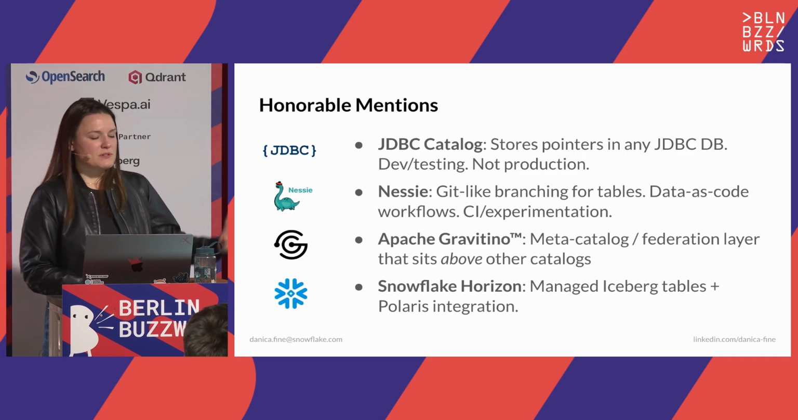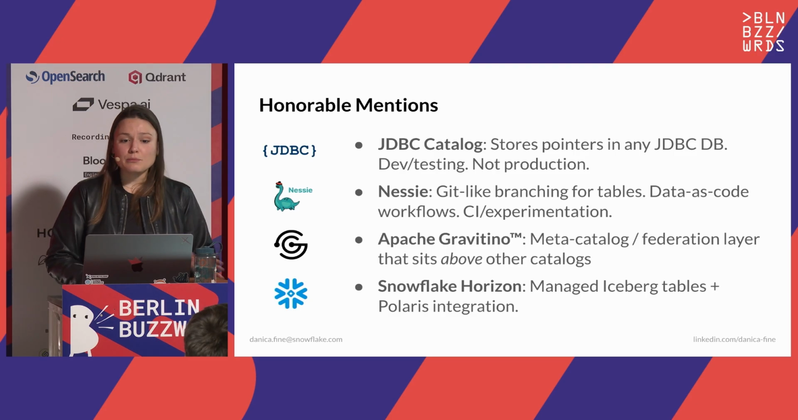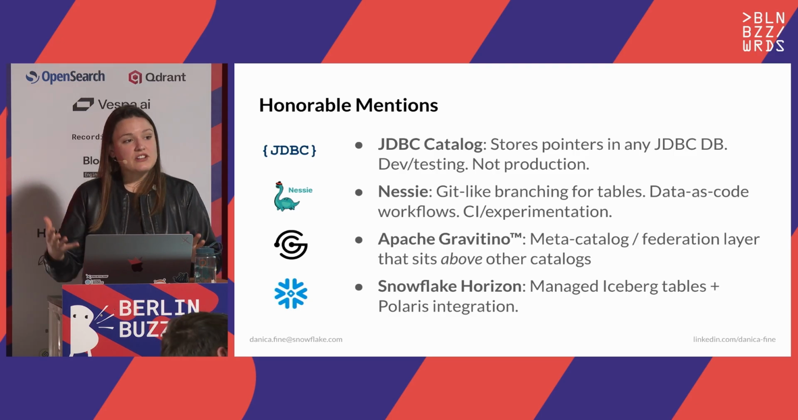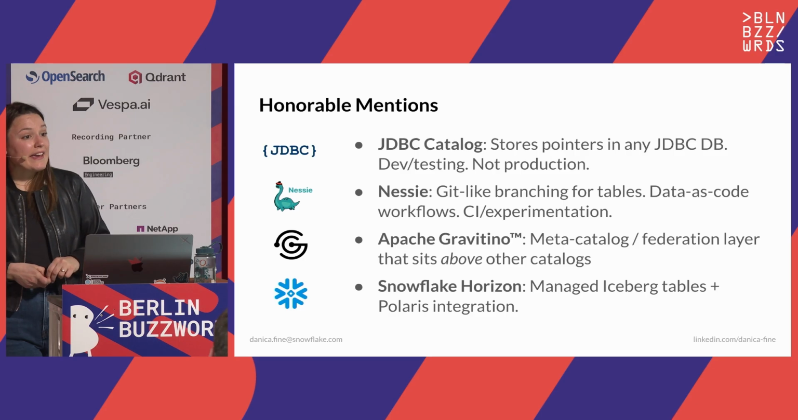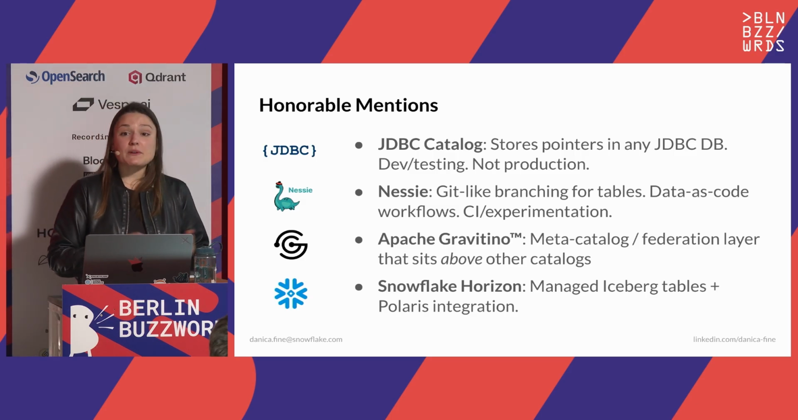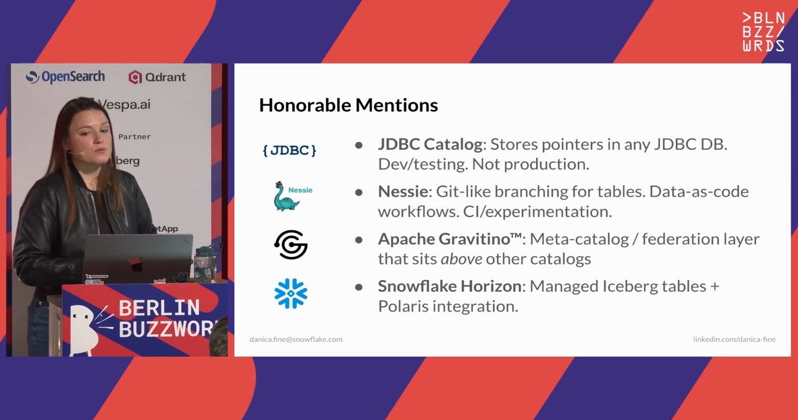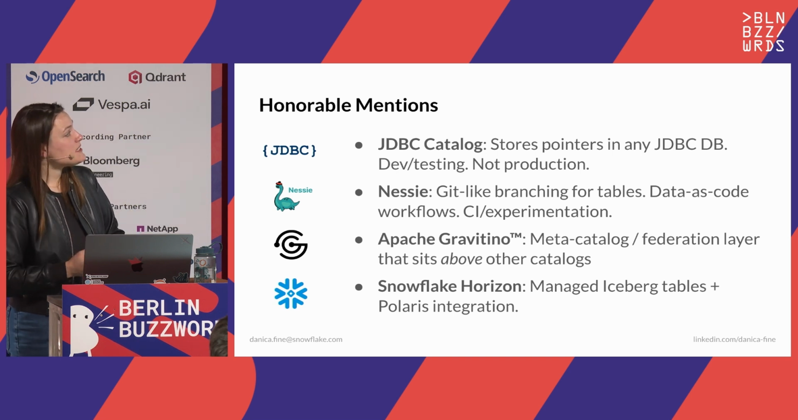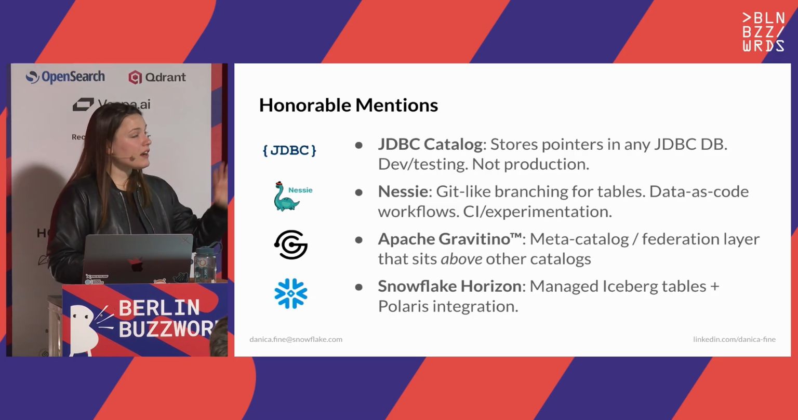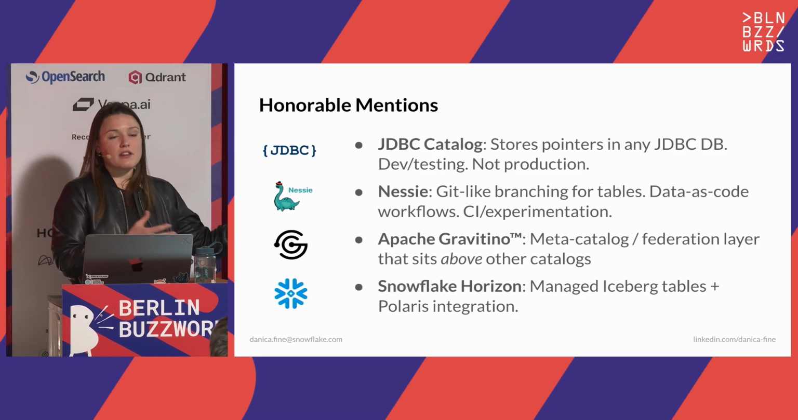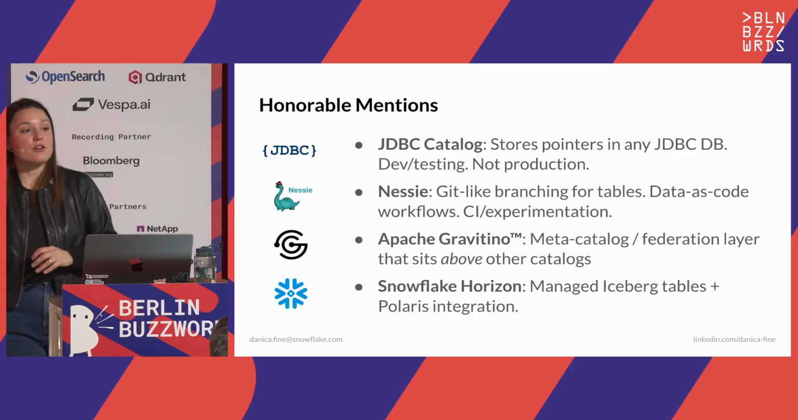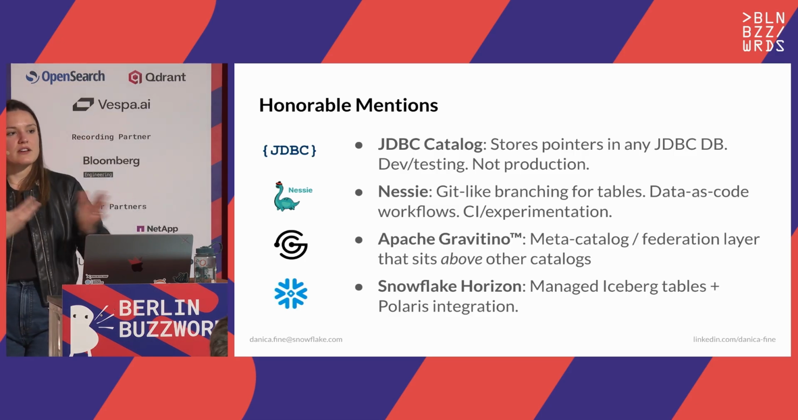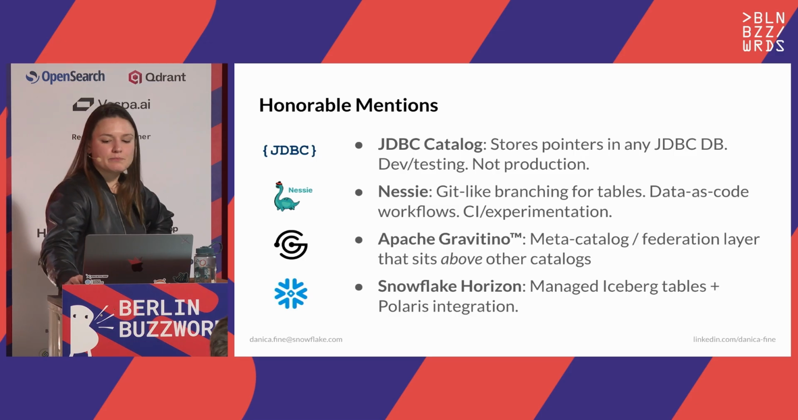Nessie, many of you may have heard of this. This was the open source catalog that was driven by Dremio. It's a pretty niche one. It gives you Git-like branching and tagging for your data lake, where you can create a branch, experiment on that with data transformations, and merge it back if it works. It's really good for CI pipelines and data engineering workflows where you want that isolation without copying data. Again, very niche, and a lot of the folks from Dremio are now working on implementing those features in Apache Polaris. So they're bringing a lot of that functionality over.